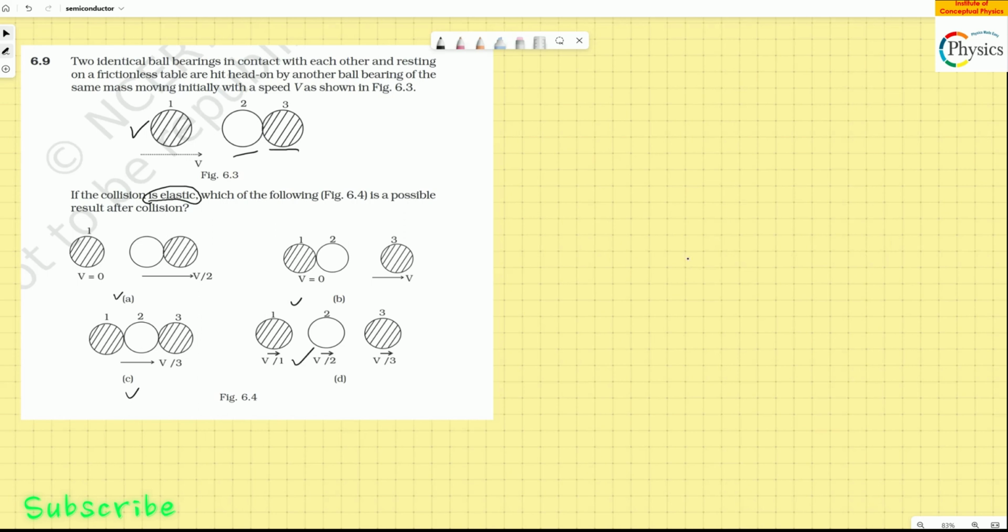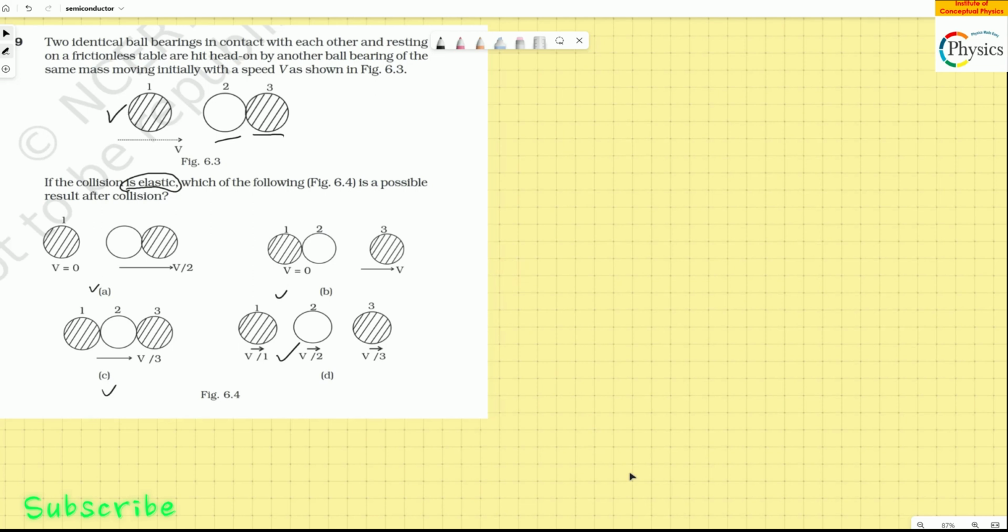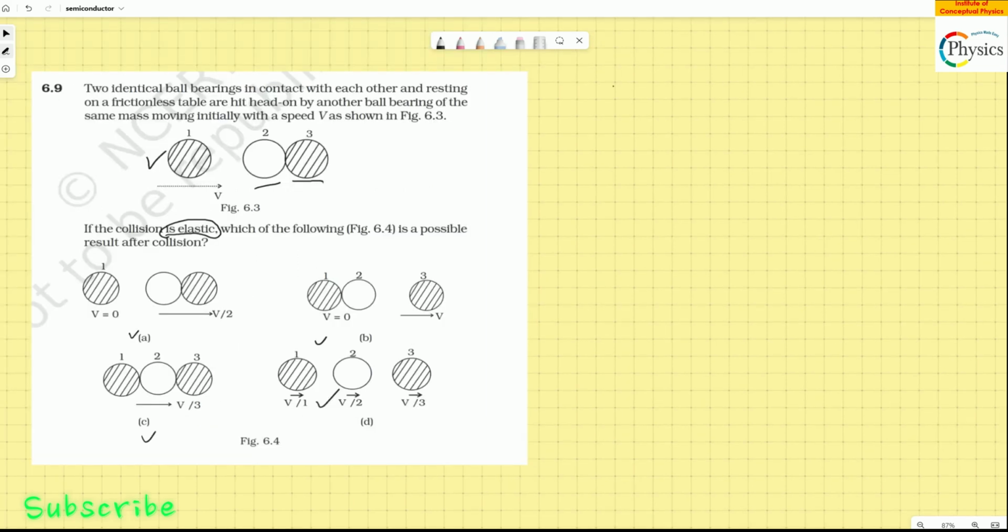The good information given to us is that the collision is elastic. How do you use that to your advantage is the main focus. If the question says the collision is elastic, one thing you have to be very careful of is the kinetic energy of the system after the collision. The initial kinetic energy should be equal to the final kinetic energy. This is very important.